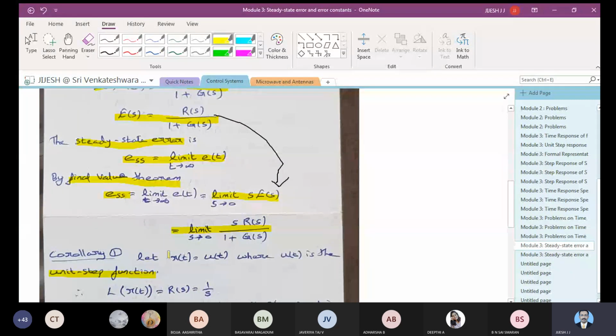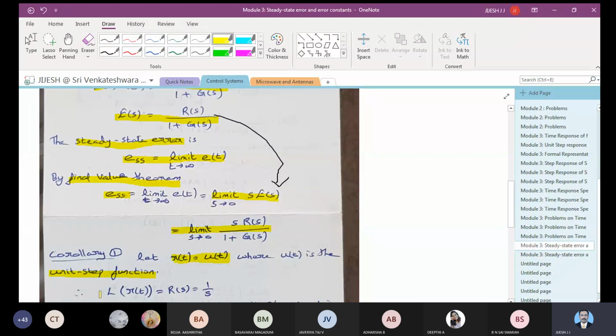For the unit step function, R of t is equal to U of t. First, we'll be seeing three cases: case 1, case 2, case 3, or you can call them corollary 1, 2, 3. So R of t is equal to U of t, and this is for the unit step function, and we are going to simplify it further.